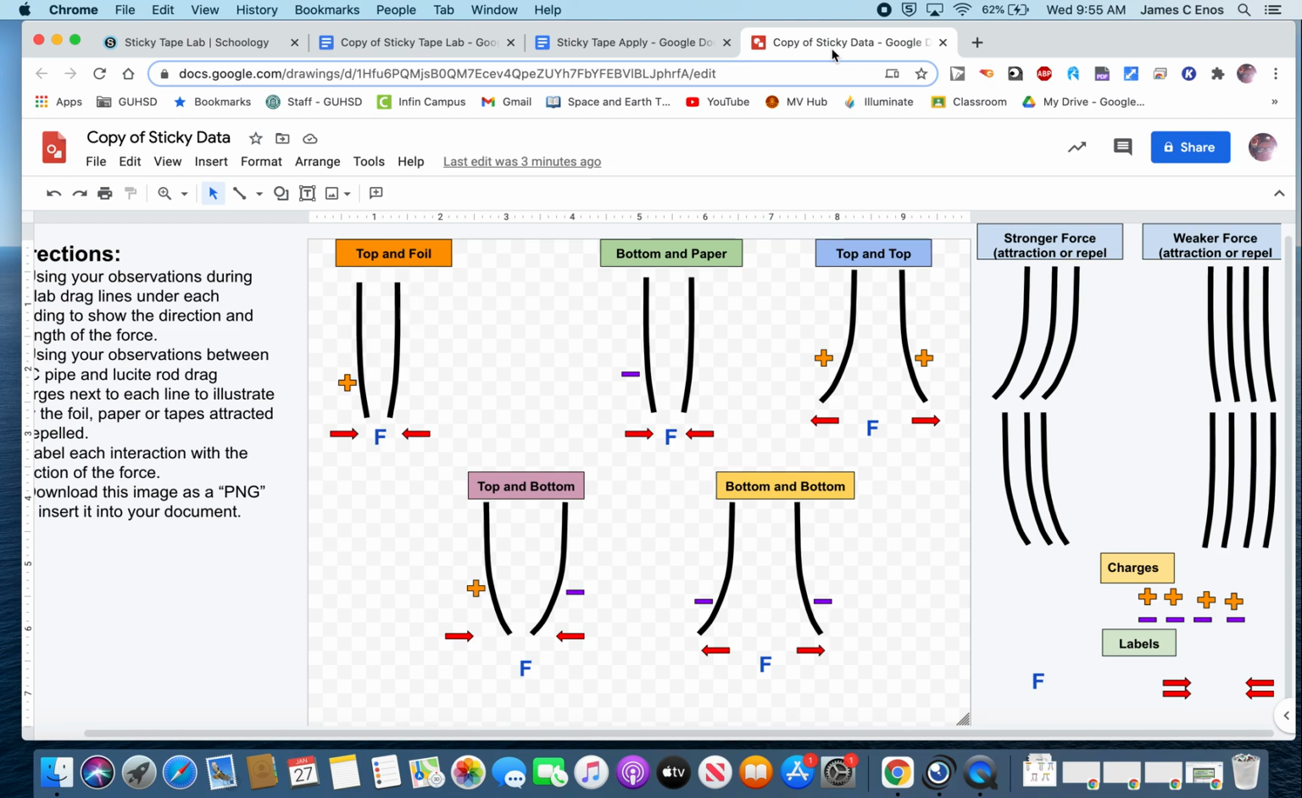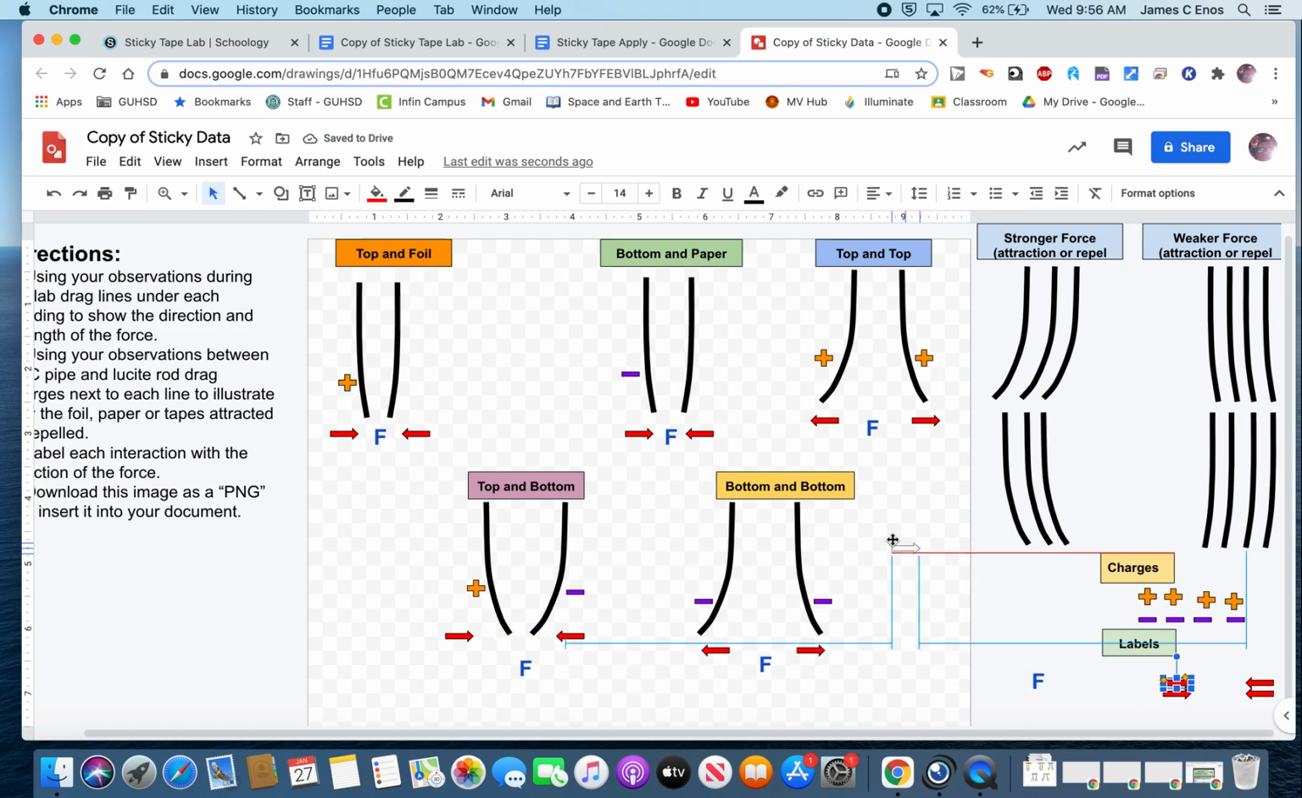After you analyze that data, this is where we're going to look at how the tape and other materials interacted. We see that the top tape and the foil, there was an attraction. So I label here with the force arrow and this force arrow, they're moving towards one another. There's an attractive force between the top tape and the foil. We also saw an interaction of the bottom tape and the paper where there was also an attractive force. So I'm labeling here with this arrow and this arrow. All I did was drag the arrows from my label section, and then I was able to place them at different locations around.